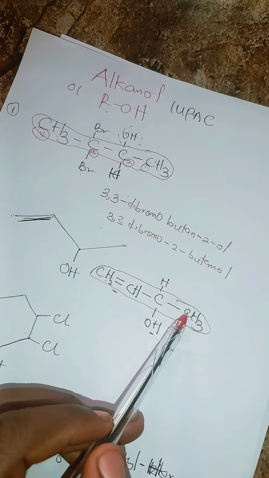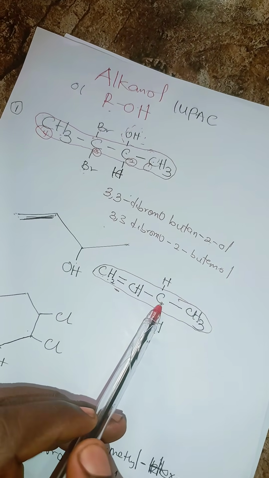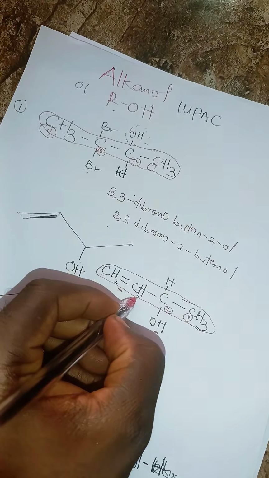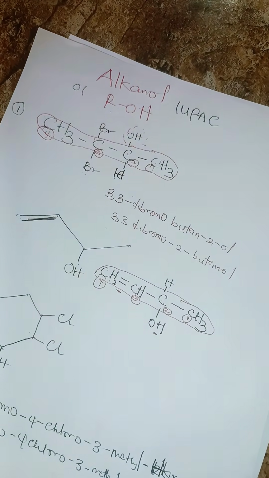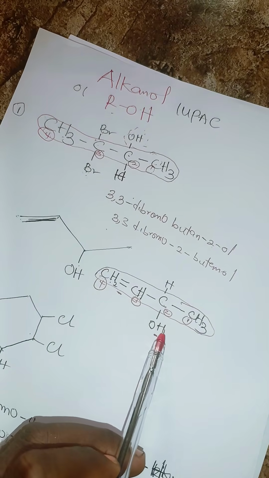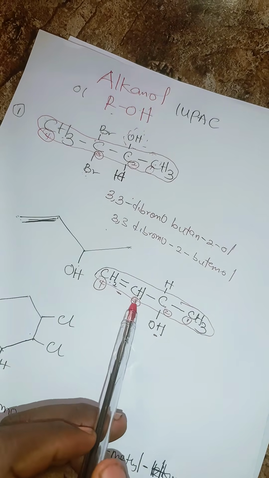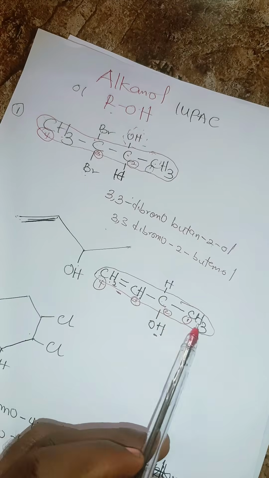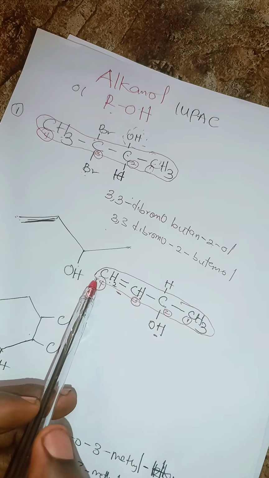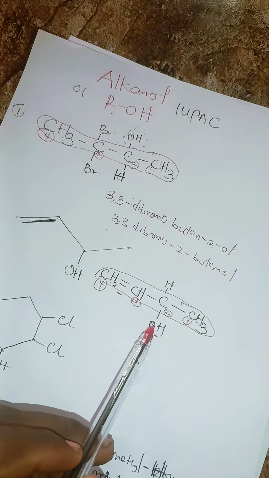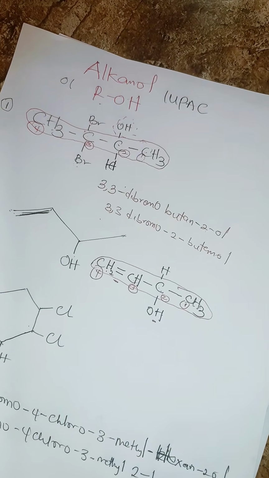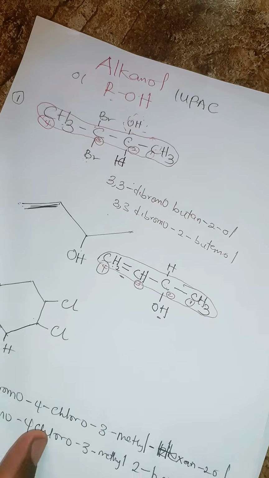If we count from the other side, this place will be 1, this will be 2, this will be 3, and this will be 4. You get that? So 1, 2, 3, 4. OH is in position number 2. Double bond is now in position number 3. I counted this way because I wanted OH to be favored. If I count from the other side, double bond will be favored, but won't favor OH. OH is the priority when we are dealing with double bond and OH, triple bond and OH. So let's continue with the naming.